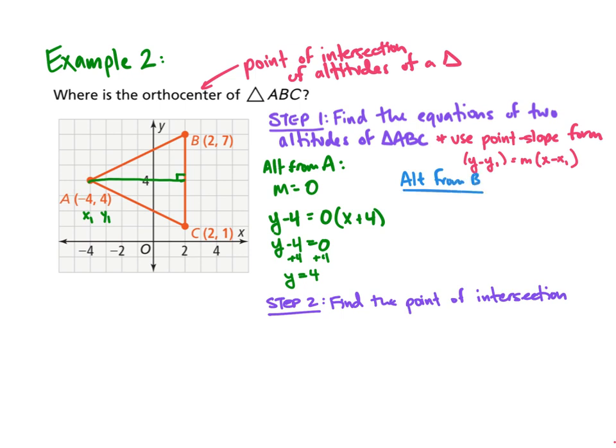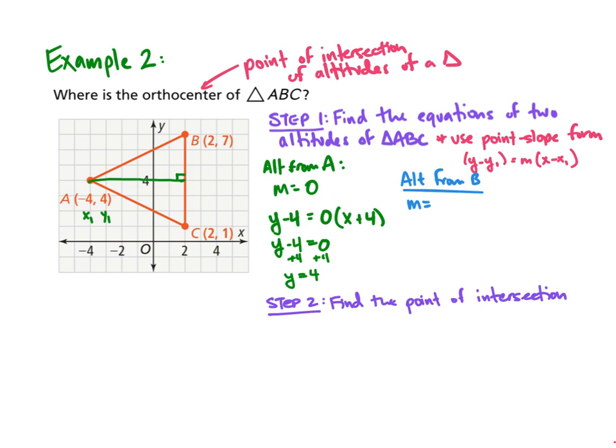And so first I want to find its slope. I want to know what is the slope of this altitude. Well, if it's going from point B, then it's going across the way here and hitting segment AC, and it's going to be perpendicular to segment AC. Well, what is segment AC's slope? What is the slope of segment AC?